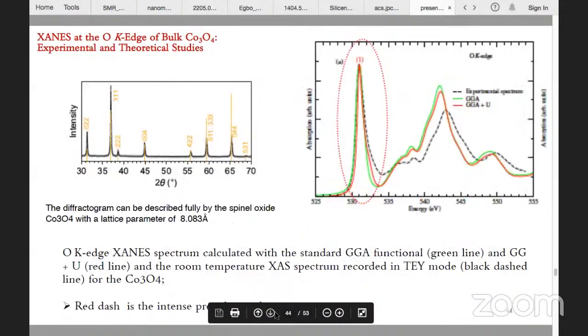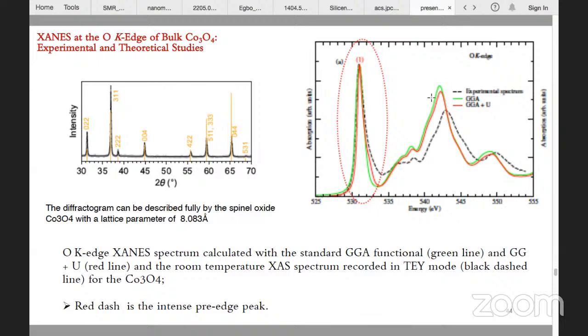So they synthesized the cobalt oxide crystal, and they did X-ray diffraction, which shows that they have synthesized the correct cobalt oxide. They gave us a lattice parameter of about 8.1 and asked, with this lattice parameter, can you calculate the oxygen K-edge in cobalt oxide? In the meantime, they have also obtained the oxygen K-edge experimentally, using one of these central facilities in Europe.